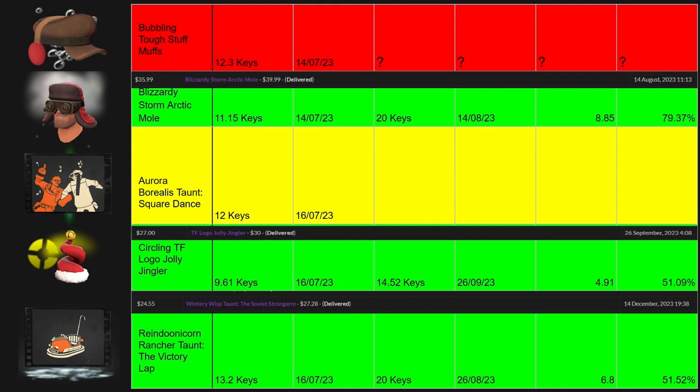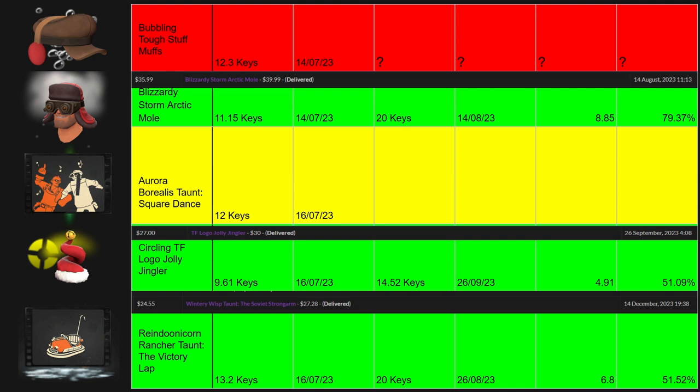Blizzardy Storm Arctic Mole. In my last video, I sold a few of these either as Blizzardy Storm or Tainted Frost, due to their themed combination, and they sold very quickly for excellent margins. Aurora Borealis Taunt Square Dance. This is a nice taunt, but there are probably just so many effect options for buyers to choose from that they haven't chosen my one. Circling TF Logo Jolly Jingler. This hat is very mid, but I got it for quite a cheap price and sold it pretty high. Not a bad margin for the time taken.